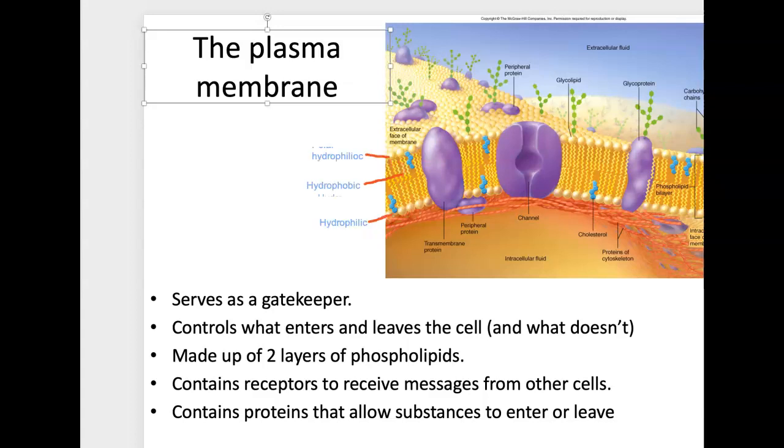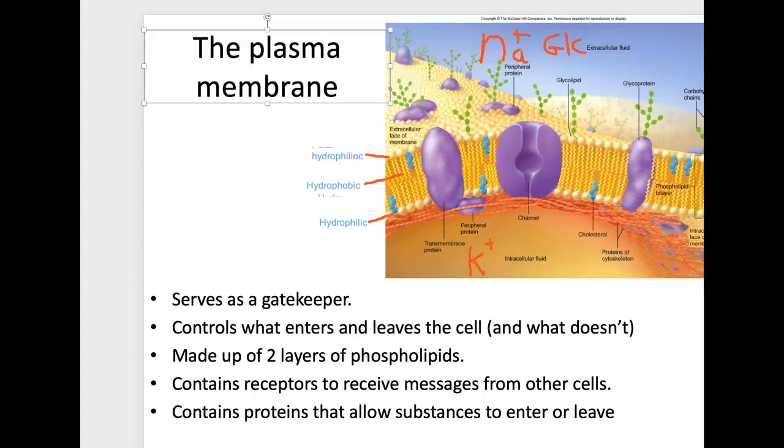And that means it can act as a gatekeeper, because here outside the cell we have a lot of sodium and glucose. And we don't really have it in here. Inside the cell, we have potassium ions. Let's put the charges on them. And it really wants the glucose to come in. So the cell membrane's a gatekeeper. It keeps potassium in, sodium out. Glucose is outside. And it has receptors to receive messages.